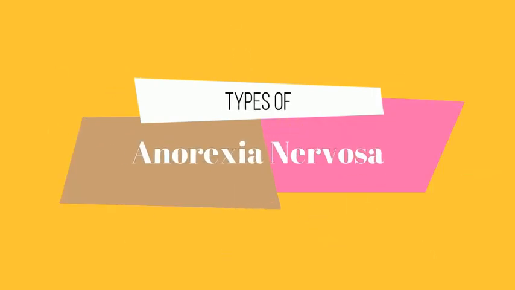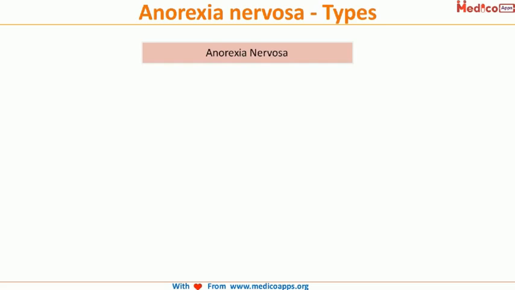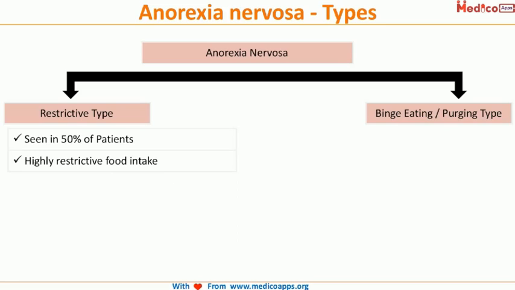Let's look at types of anorexia nervosa. There are two types of anorexia nervosa. One is a restrictive type and the second is a binge eating or purging type. Restrictive type is what we have talked about. It is seen in 50% of the cases and involves highly restricted food intake.